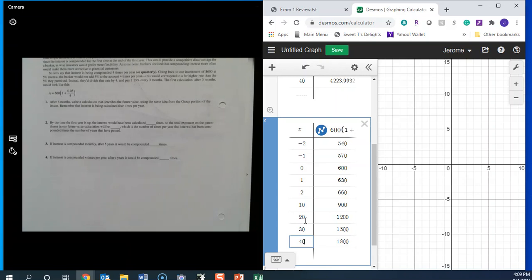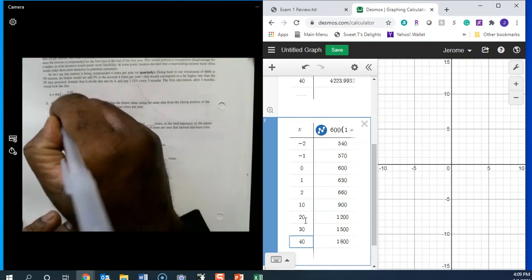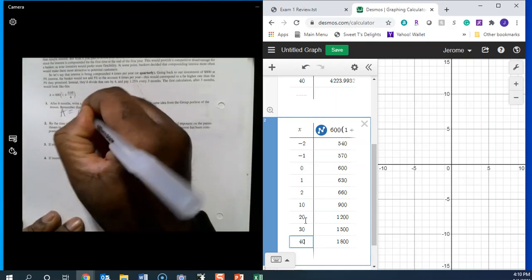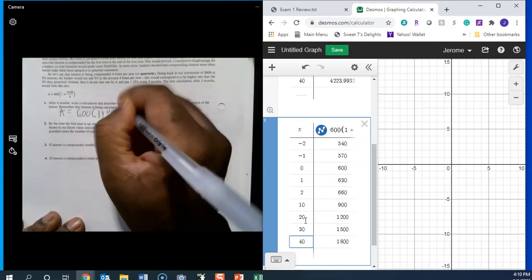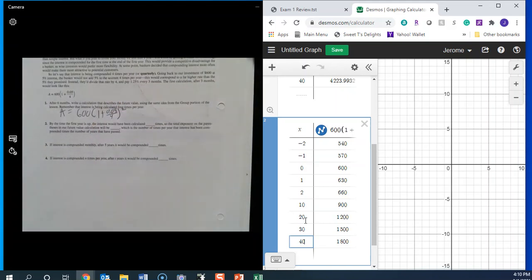All right, so we have A is equal to 600 times 1 plus 0.05 over 4, and we will square it. Now, the reason why we would square it is this here. Remember, a fourth of a year is 3 months, which is what we're dividing by 4 with. So then another fourth of a year would be another 3 months, which would give us a half of a year. So that's why we would square this value here.